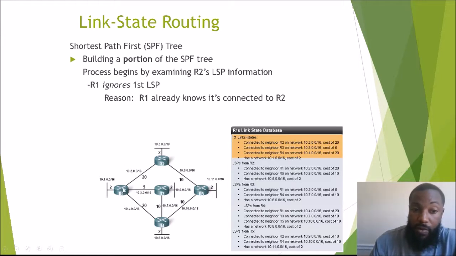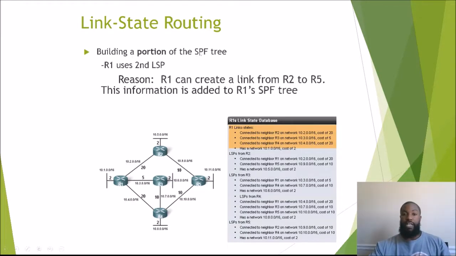So let's say right here, router 1, router 2, the LSP from router 2, right? He already knows about this information, connected to router 1 through the 10.2 network. He has a connection to the neighbor router 5. This he did not know, right? Because he's not directly connected to him from router 1. And then he has information that he has a network 10.5.0 with a cost of 2. So the local area network that is over here is a cost of 2. Router 1 did not know about that. Now he knows about it. That's building a portion of the SPF tree.